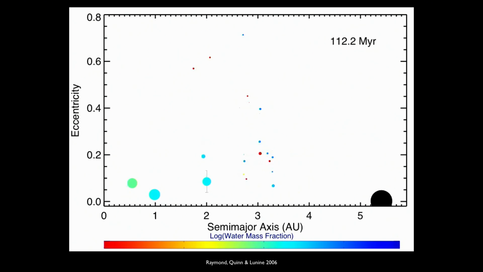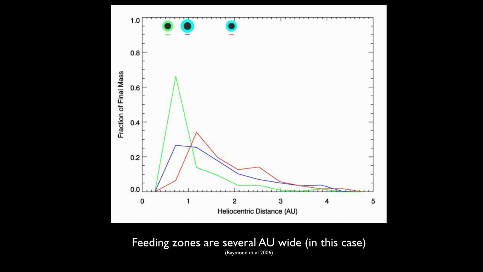Okay? So the color of these things: at the end of the simulation, we have decent Venus and Earth analogs, and they have a lot more water than was present in the inner 2 AU of the disk because their feeding zones were wide. Here's what their feeding zones look like in that simulation.